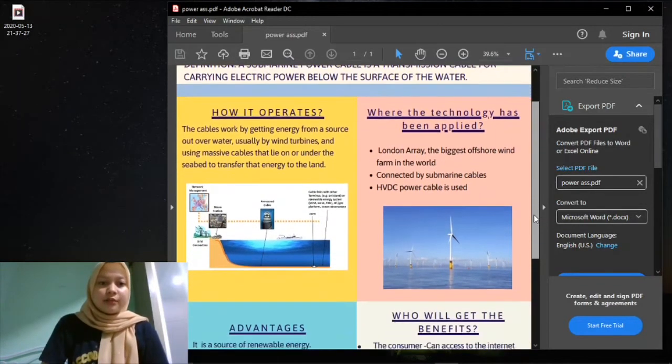Okay, the cables work by getting energy from a source out over water, usually wind turbines, and using massive cables that lie on or under the seabed to transfer the energy to the land. So these are the cables that will fall under the seabed, and we use wind turbines in order to make the cables work.